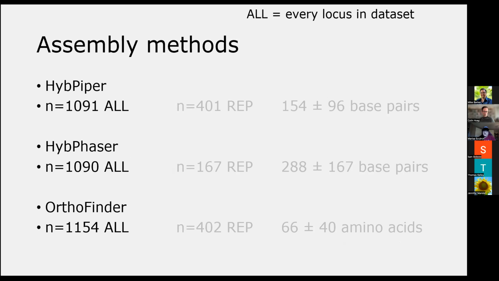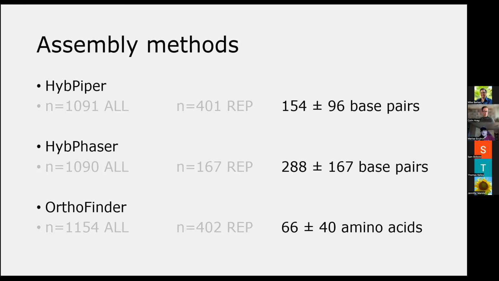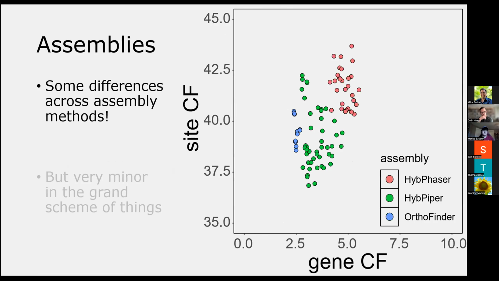What these generally led to were about 1,100 loci for each assembly method. For the loci which had all the samples represented, we had about 400 for HybPiper and OrthoFinder. This number decreased for HybPhaser just because of the way that samples are filtered out. And then there was also variation in how long individual alignments were. I'll note OrthoFinder is by far the shortest because the DNA gets translated to protein sequences, so it gets divided by 3 that way.